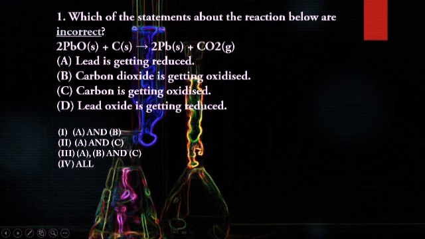Now, moving on to statement B. Statement B tells that carbon dioxide is getting oxidized. Here in the equation we can see that carbon dioxide, which is on the right hand side, is not getting oxidized. Instead, carbon is getting oxidized, that is addition of oxygen, and forms carbon dioxide. So, statement B is also incorrect.